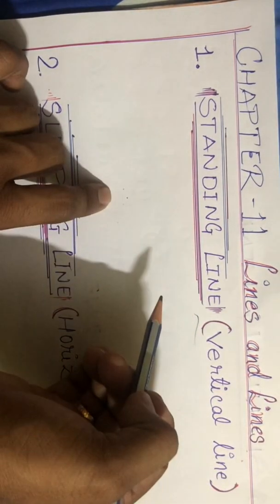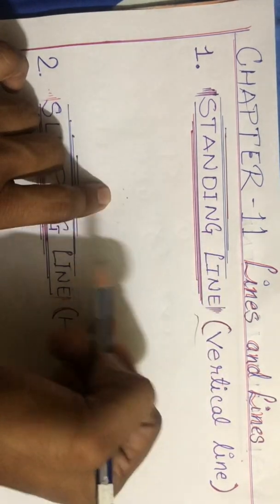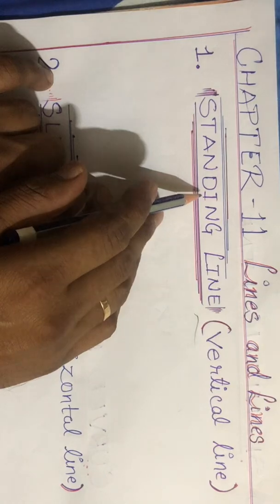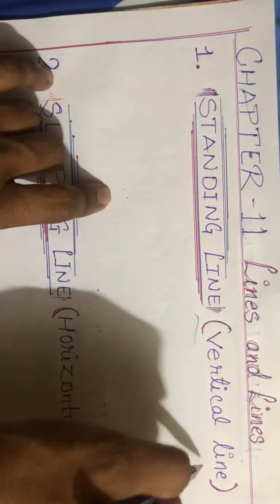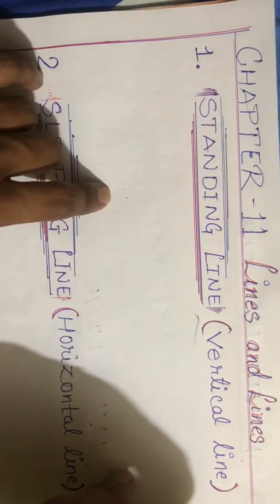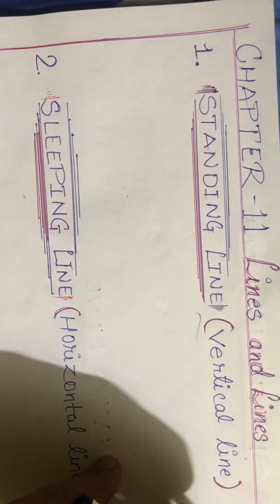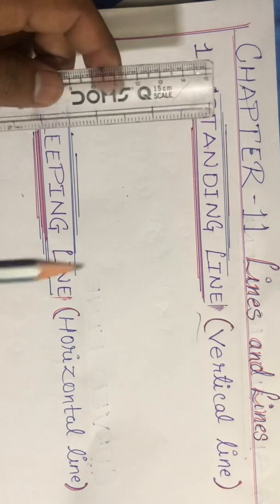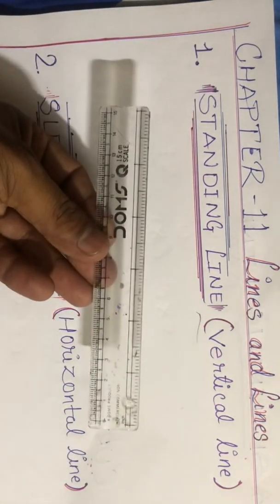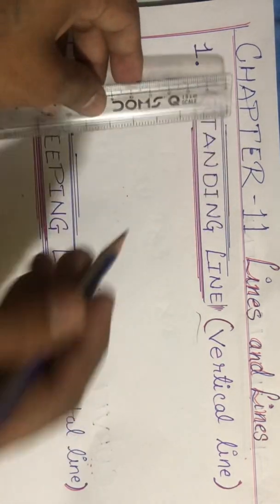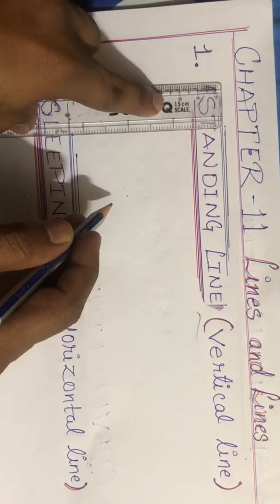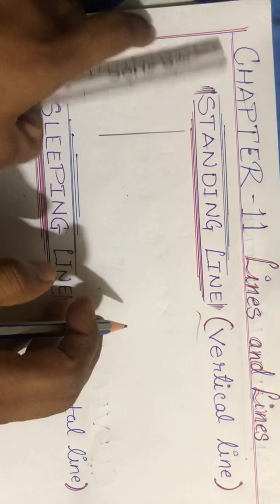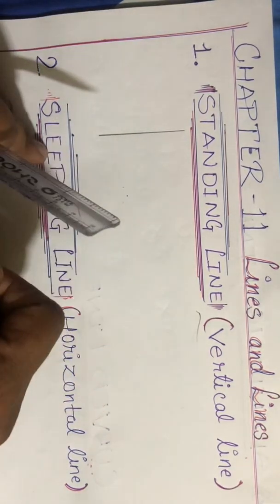Standing means, if we call in Hindi, khadi, right? And we call it in English either standing line or vertical lines also. So simply we'll start this chapter with an activity. Firstly, I will draw the standing line with the help of this ruler, or we call it scale also. So see, this is called standing line.